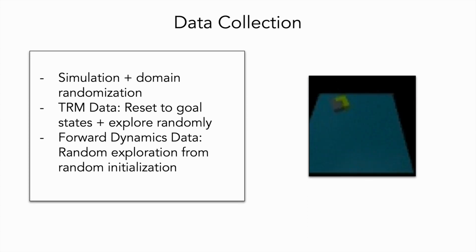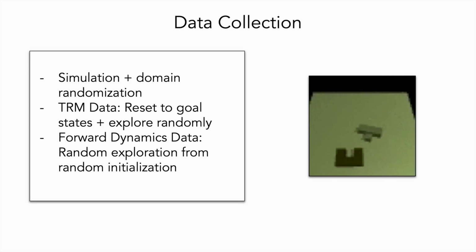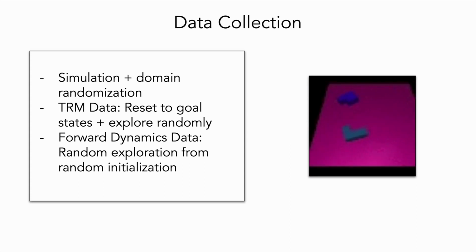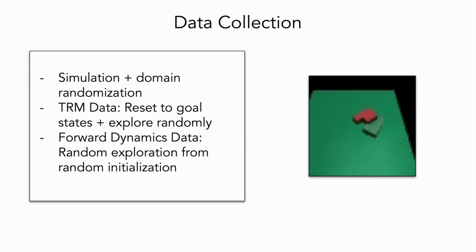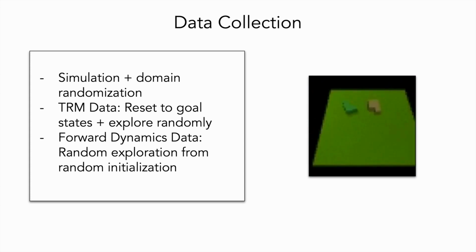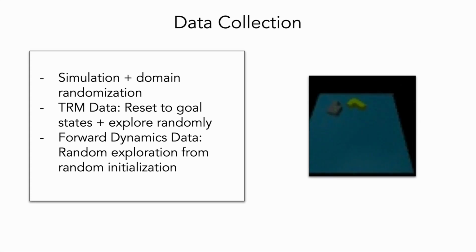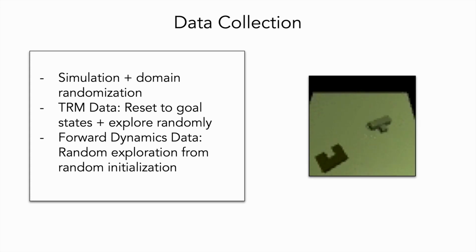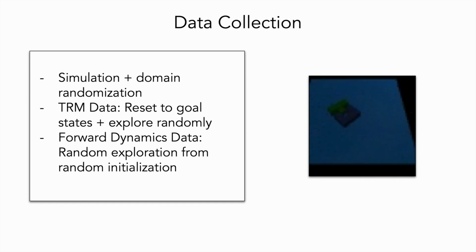Simulation is particularly useful for TRASS because it enables us to reset directly to goal states. From there, we explore randomly, collecting the data for the time reversal model. For the forward dynamics model, we collect data by initializing to random scenes and taking random actions in the environment.